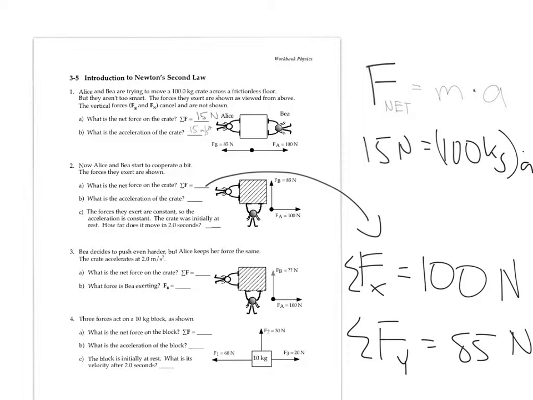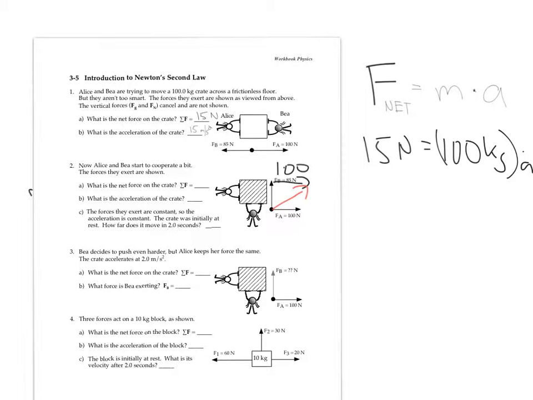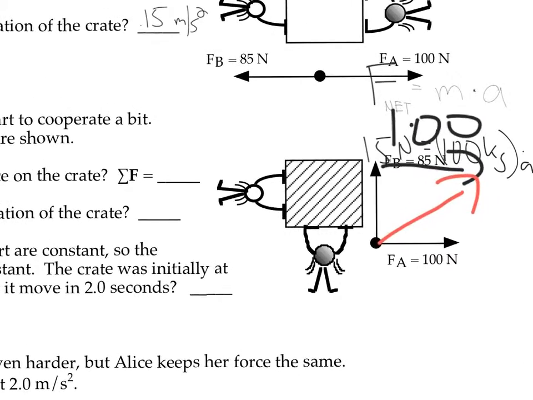Well, since these forces are at right angles to each other, we can rearrange them, and we need to find the hypotenuse. So I'm going to bring the 100 newton force here so that these two vectors are added tip to tail, and what we're going to find is the hypotenuse of this triangle, and that will be our net force on the crate. So if you do the Pythagorean theorem here, this side is 85, this side is 100, you get a net force of 131.2 newtons. Okay, so that's the net force on the crate.